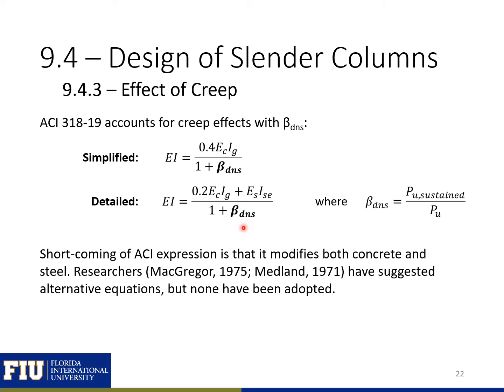You can notice that one of the shortcomings of the expression is that this beta DNS in the detailed expression modifies both the concrete and steel components of the stiffness, when in actuality creep will only affect the concrete component. There have been researchers that have proposed alternate equations, but none of these have been adopted. So right now, this is how creep is accounted for in the overall stiffness of our column.